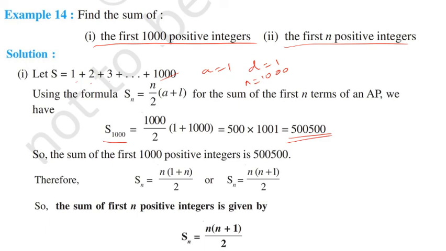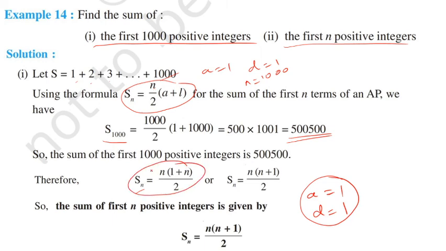Coming to the second example, here we have the formula Sn is equal to n by 2 into (1 plus n). How did we get this? See, we know that a is equal to 1 always for the first n positive integers, right? And the common difference d is also 1, right? Simply apply these two values in the formula, and we will get this particular formula, right?